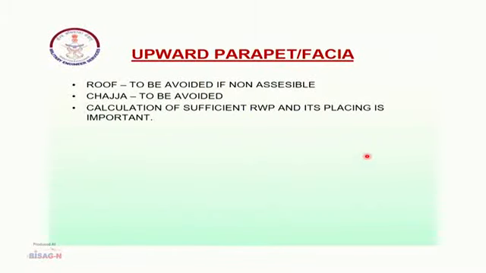Upward parapet or fascia can be avoided if the roof is non-accessible, but if it is required, then it should be monolithic with the RCC slab. If it is not monolithic, and it is a brickwork and RCC joint, then there must be proper waterproofing.